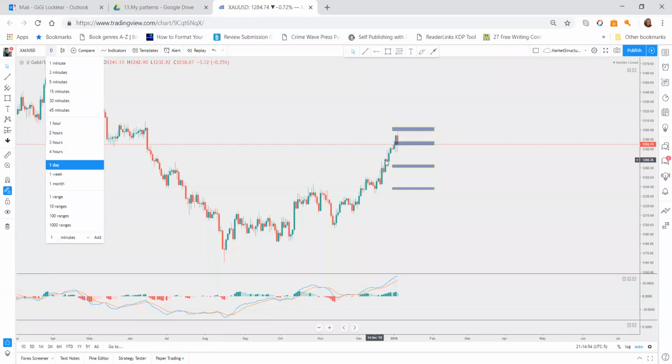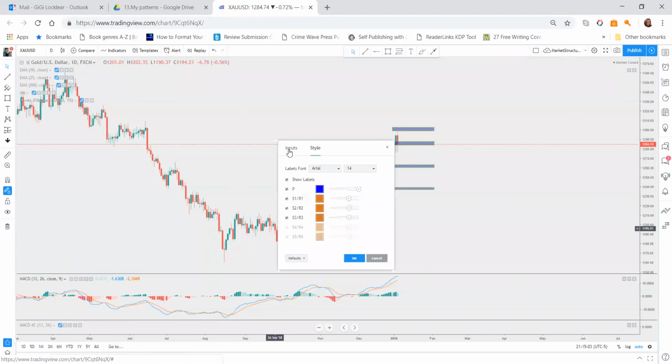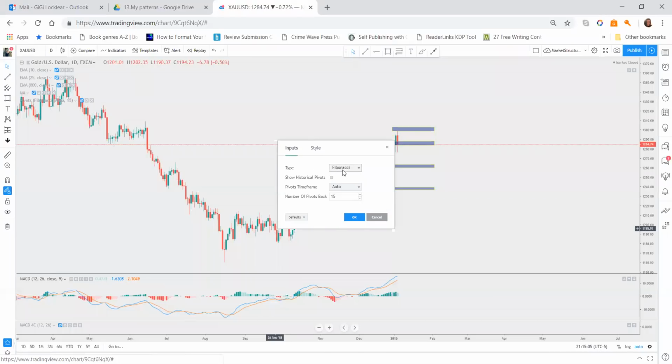And this, let me show you some settings while I got it up. Looking at this pivot, you can go to the settings, and for inputs, I wanted mine based off the Fibonacci because I love Fibonacci, and that's one of the tools that I like to use. You can have traditional, whatever, but I put mine on Fibonacci.